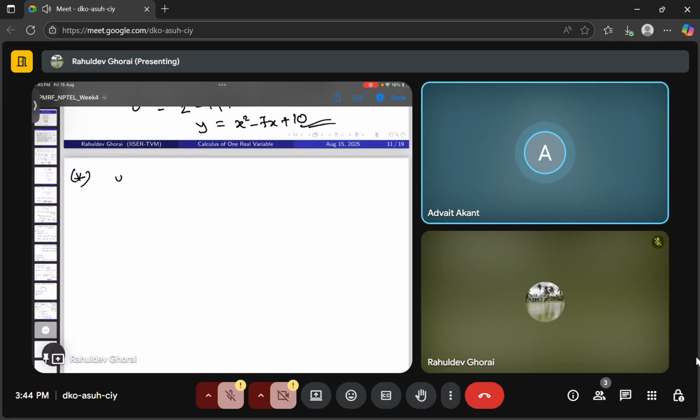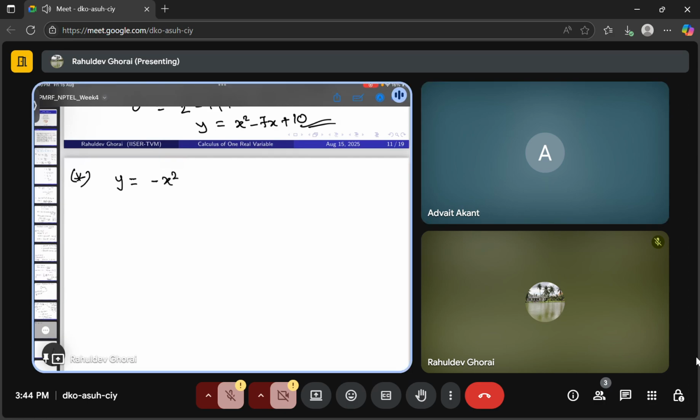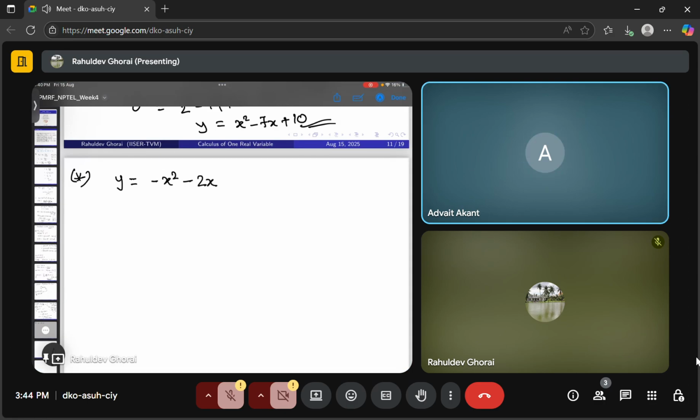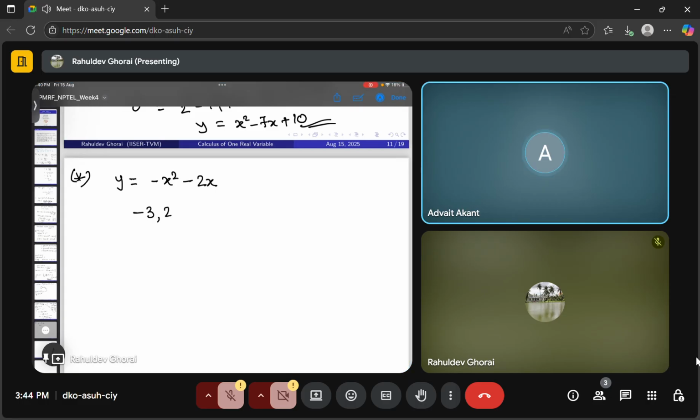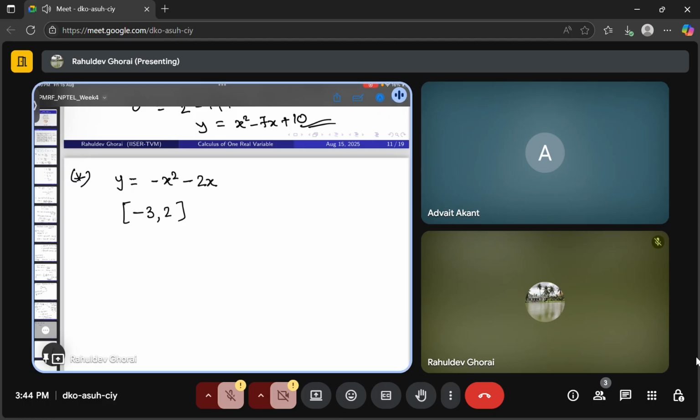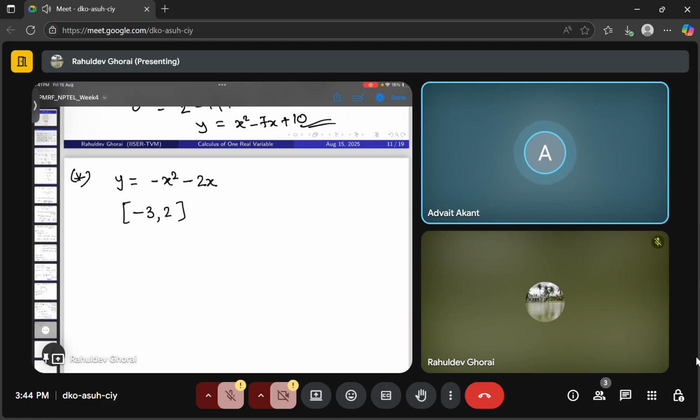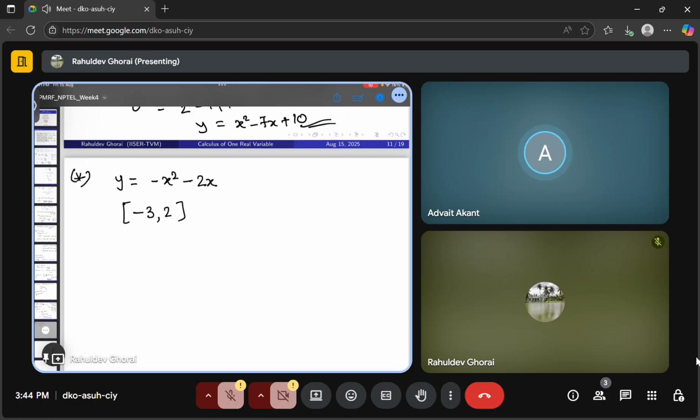y is equal to minus x square minus 2x. Minus x square minus 2x. Yes. And we are given x between minus 3 and 2. Minus 3 and only 2 or minus 2? Minus 3 to 2. Okay. So we have to find the area between this curve and the x-axis.